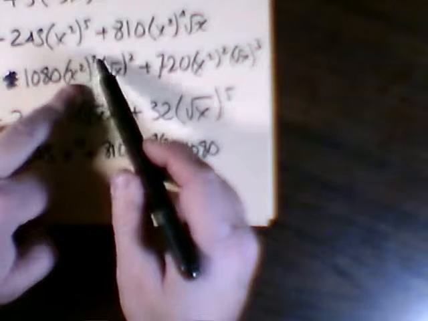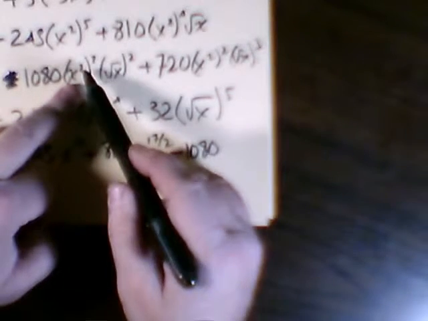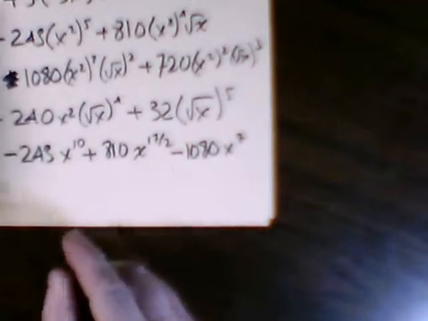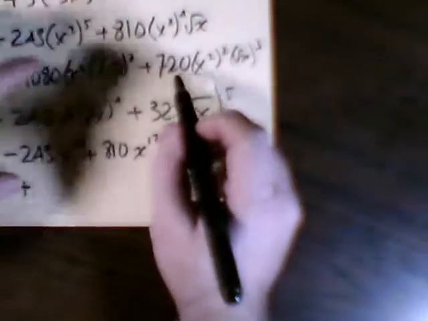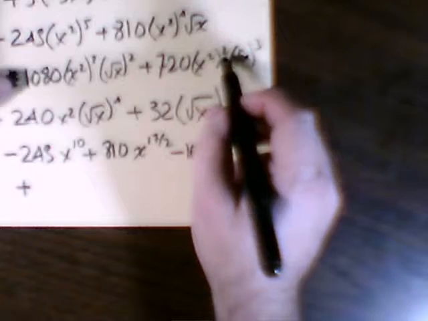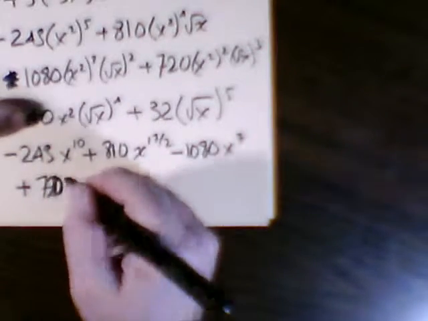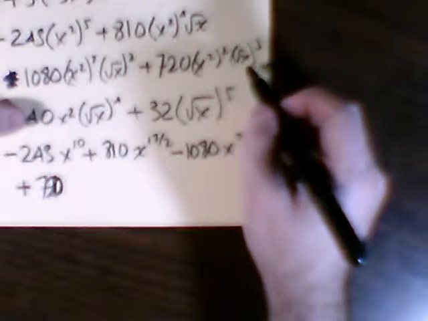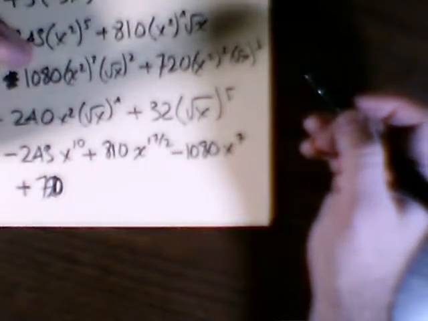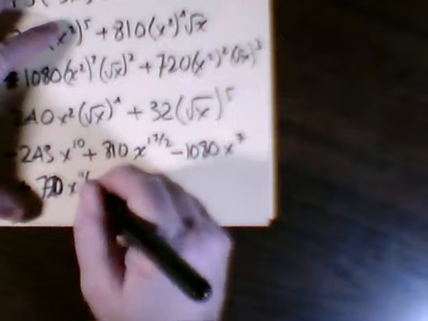x to the 2 times 3 is 6. Root x squared is just x. Well, 6 plus 1 is 7. x to the 7th. Plus, what about this one? 720. x squared, all squared, is x to the 4th. So that's 720. Oops, 720. x to the 4th, root x cubed is x to the 1.5, so 4 plus 1.5 is 5.5, that's 11/2. x to the 11/2.